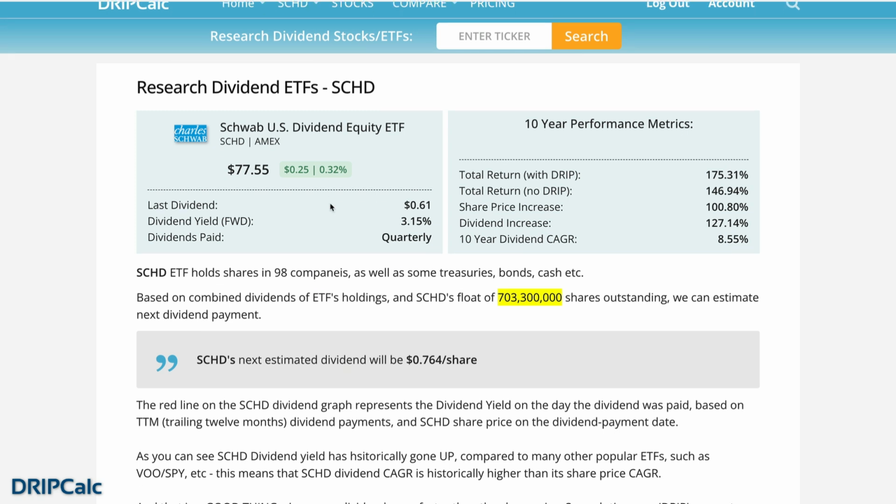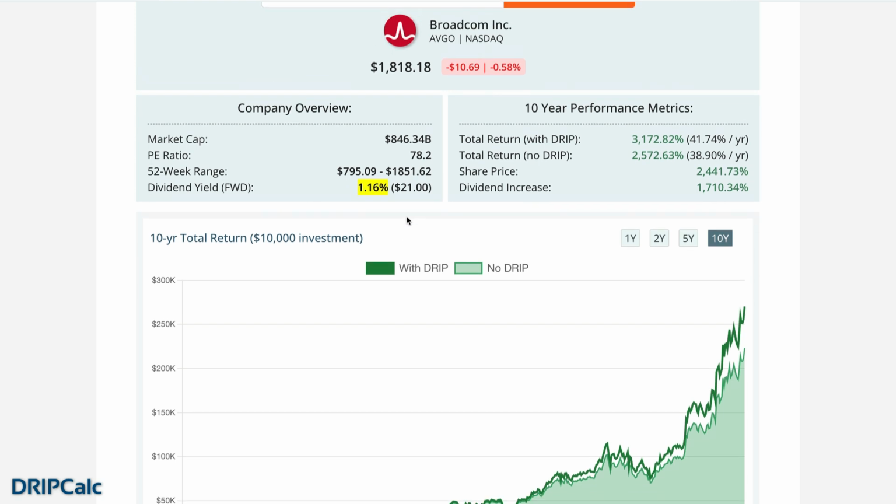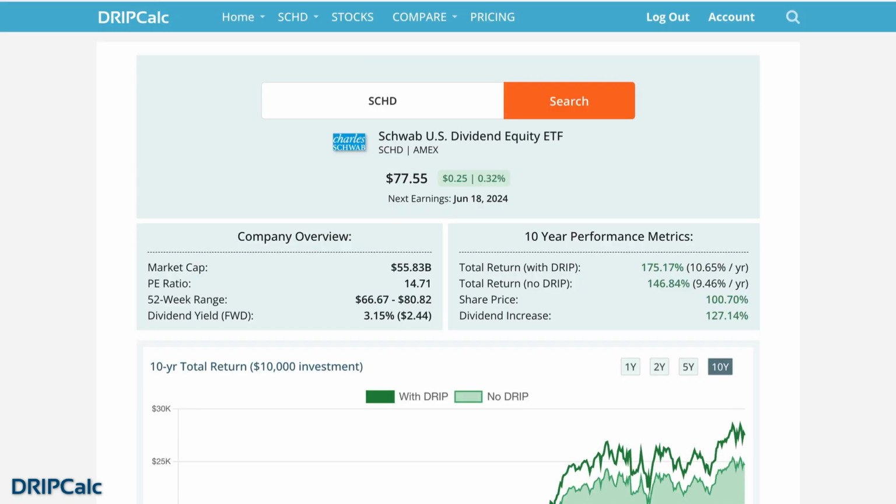But it is a dividend ETF, and AVGO is paying a very small dividend relative to its share price of 1.16%, and it falls outside of the specs, or how they qualify stocks to be included in the fund.